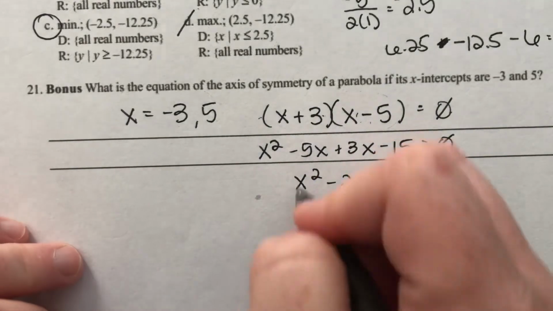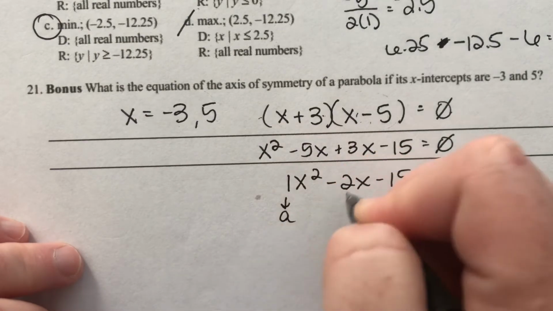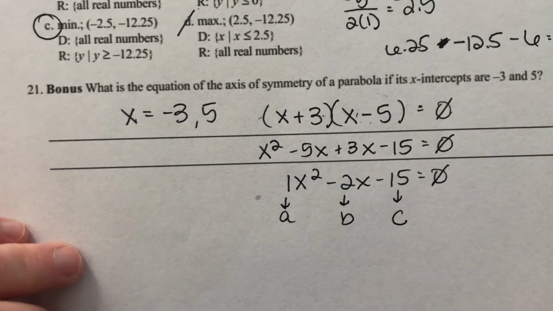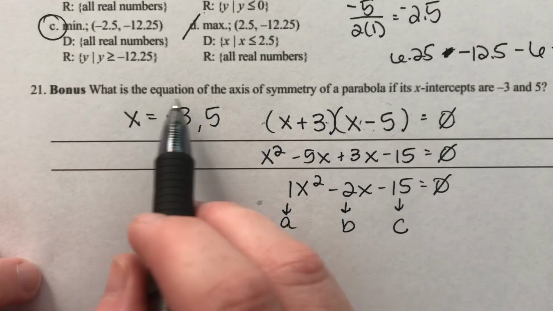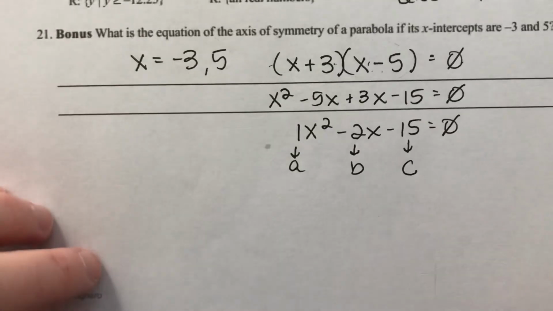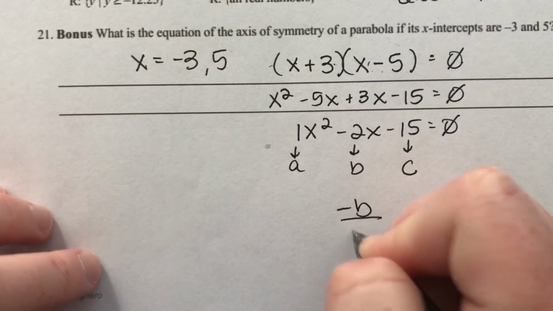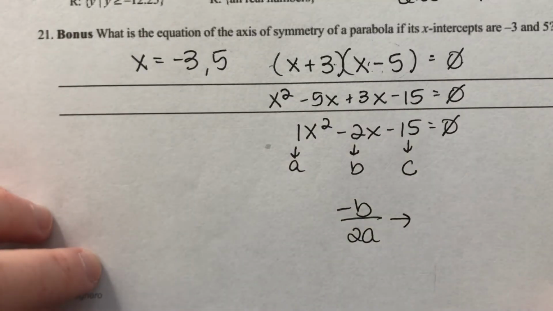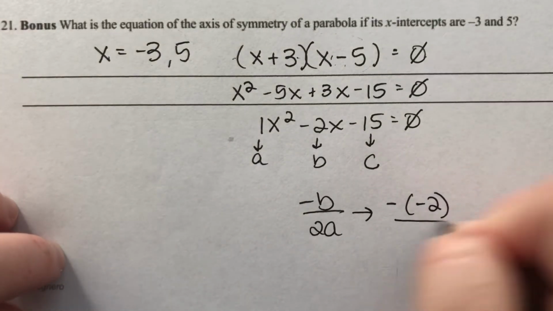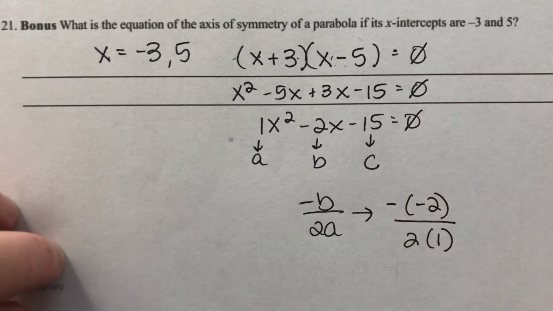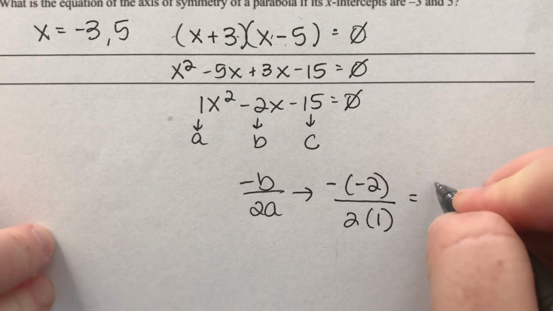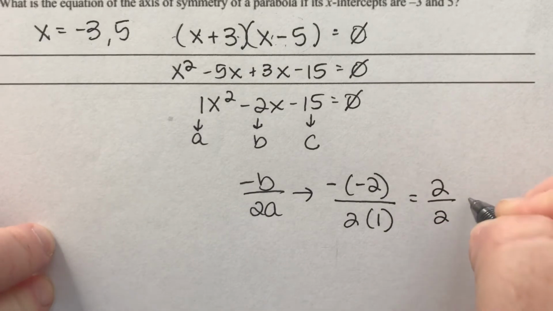Okay, so then my a value is 1, my b value is negative 2, and my c value is negative 15. The question is, what's the axis of symmetry, right? The axis of symmetry equation is negative b over 2a. So my b value is negative 2, negative negative 2 over 2a, a is 1. So when I simplify this, it's going to be positive 2 over 2, which is just 1.